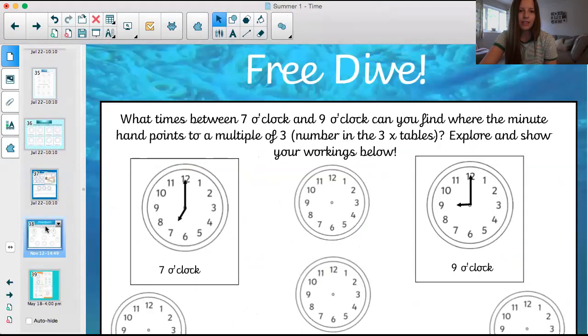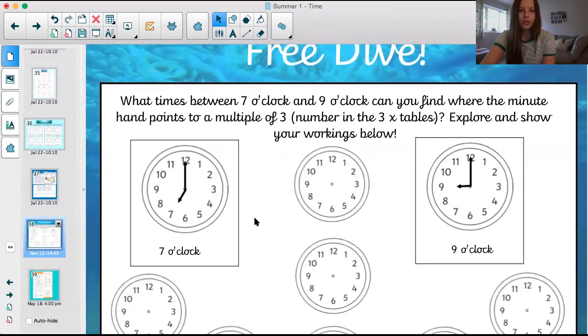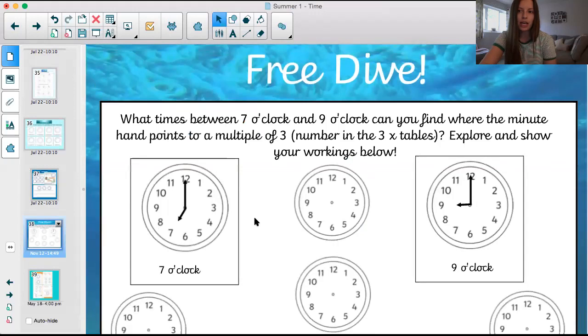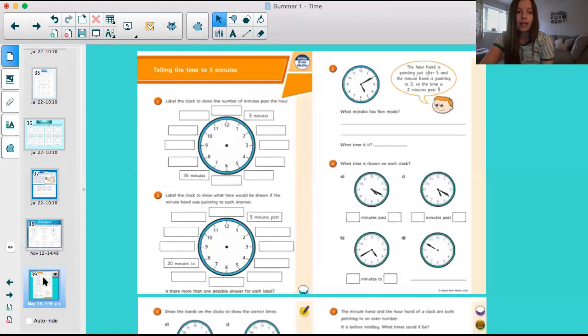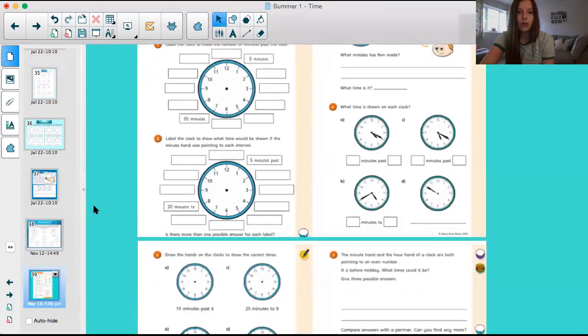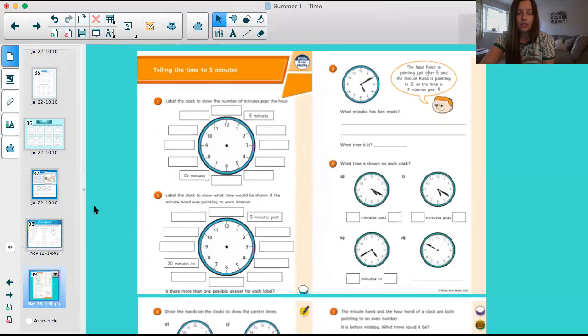The free dive, lastly, really fun. You've got to figure out what times between 7 o'clock and 9 o'clock you can find where the minute hand points to a multiple of 3, so a number in the 3 times tables. Explore and show your workings. So there should be a possibility for every clock face shown. And lastly, if you finish all that and you're still looking for some more maths learning to do this week, then there is a white rose sheet attached as well with some questions that all link to telling the time to the nearest 5 minutes.